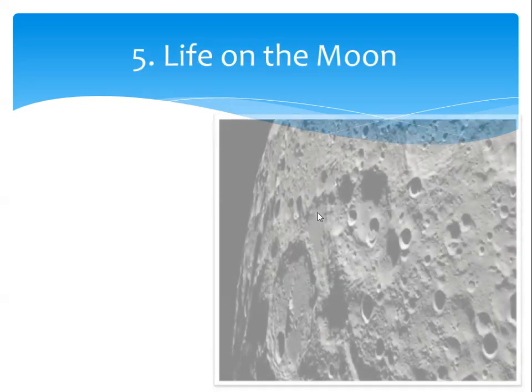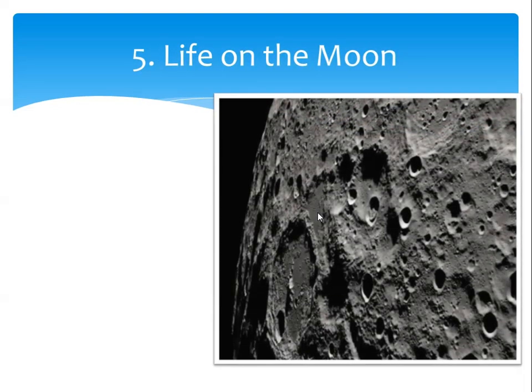Life on the moon. Like our planet Earth has life on it, what about the moon? The moon has craters, mountains, and rocks. What do you mean by craters? Craters means bowl-shaped, round-shaped, large and deep holes.